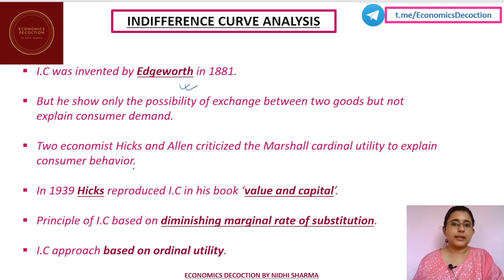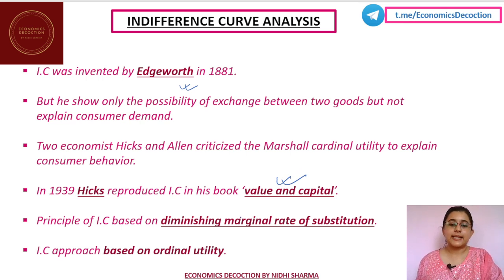But in real life, this does not make much sense, right? How can we provide a particular number to our level of satisfaction? So that's why the ordinal approach is a little more realistic. So in 1939, Hicks reproduced the IC, that means indifference curve, in his book Value and Capital. So the name of the book given by Hicks was Value and Capital.